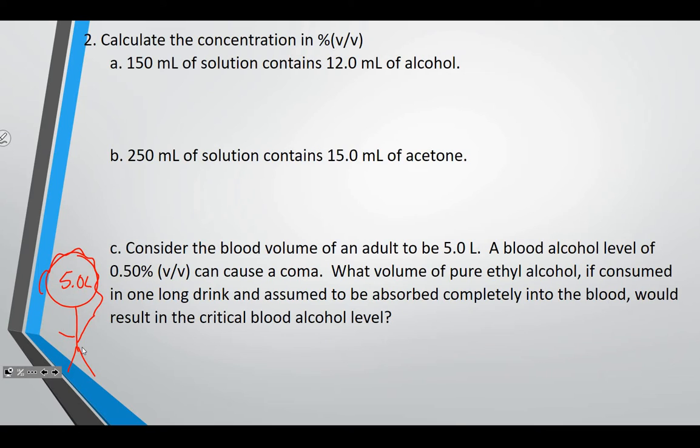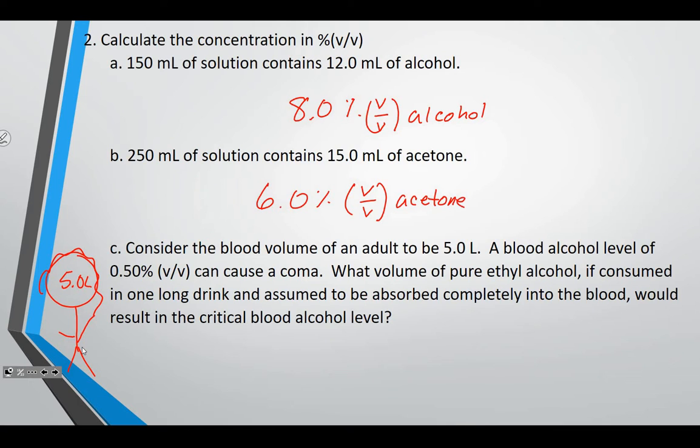What do we get for A? 8.0% volume to volume alcohol. Okay, what about B? 1.11? No. What? 6%. I said enough to be legally drunk, not alcohol. Acetone. I hope you're not drinking acetone to be drunk. That's bad. Okay, so considering the blood volume to be this.